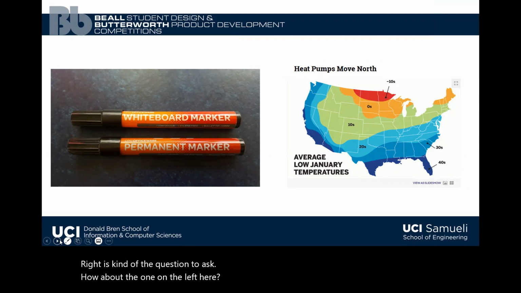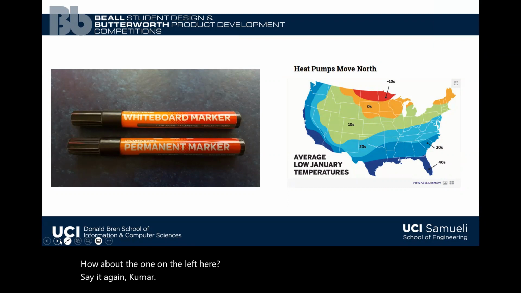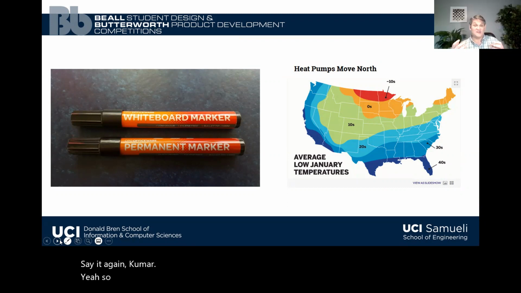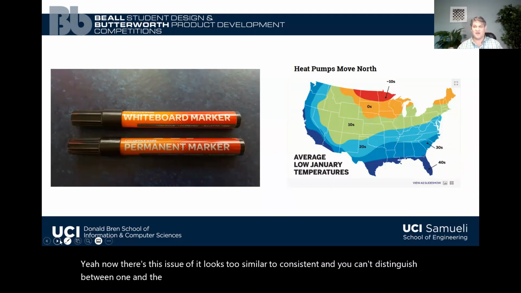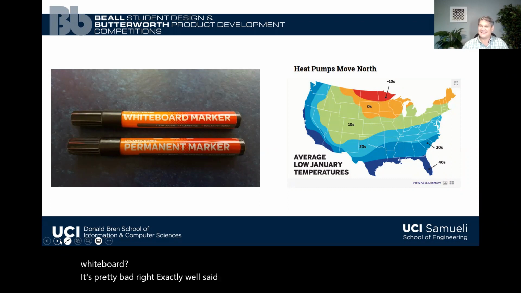Similar level for different type of markets. Say it again, Kumar. In the same, it's kind of a similar kind of design for different kind of markets. So pretty misleading. Yeah. So now there's this issue of it looks too similar, too consistent, and you can't distinguish between one and the other. And what's it like when you use permanent marker on a whiteboard? It's pretty bad, right? Exactly. Well said, Christopher. Pretty permanent, right?